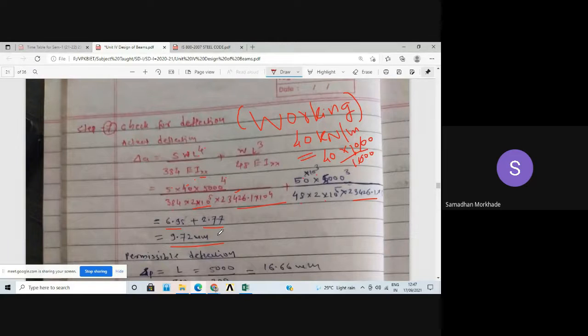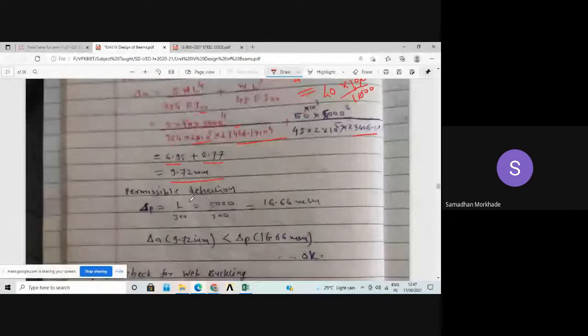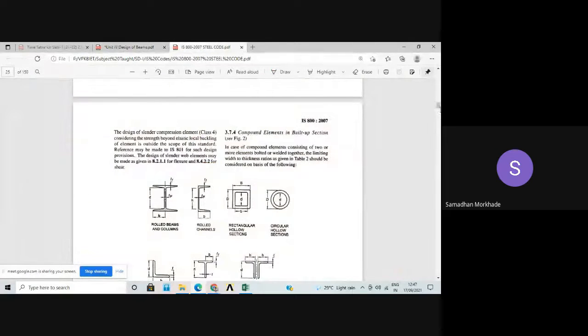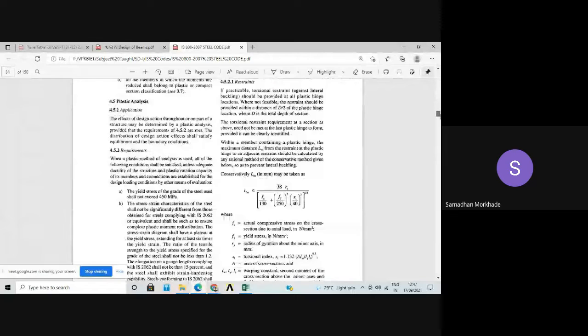Whatever load is acting, UDL and point load, due to that load your beam is going to deflect by 9.72 mm. Now we have to check the permissible limit: this actual deflection must be less than the permissible deflection. For the permissible deflection we have to refer to Table 6. Yesterday I think we discussed that.